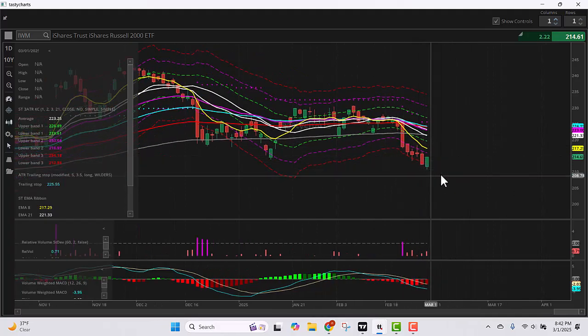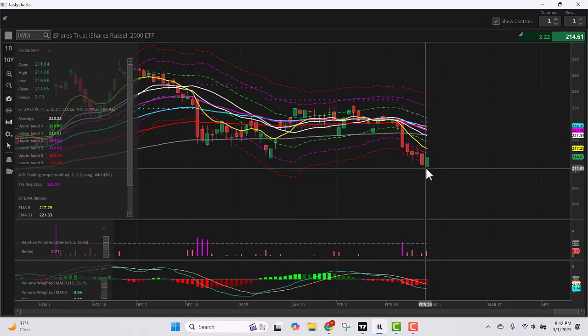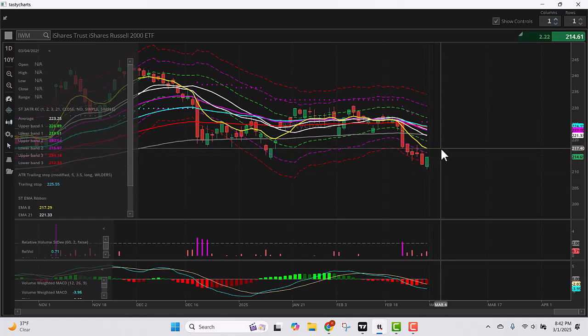Again, you can see just how extended it was below that lowest ATR band. Looking for a push at least to the 9. That's around the 217.29 level. Above that, your zone would be 221.